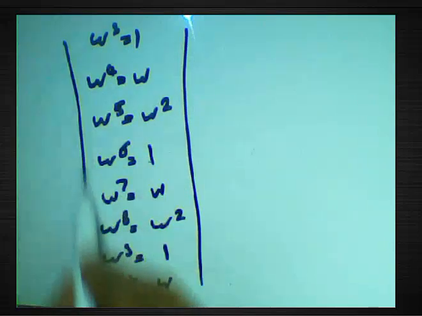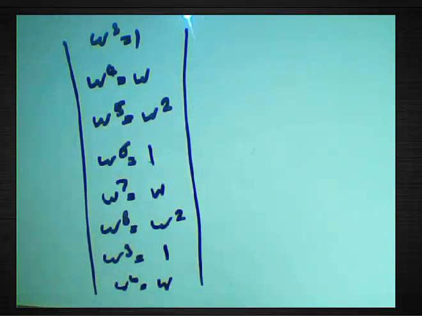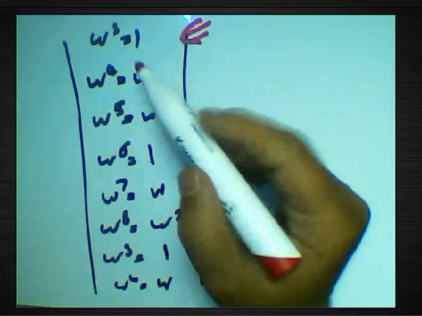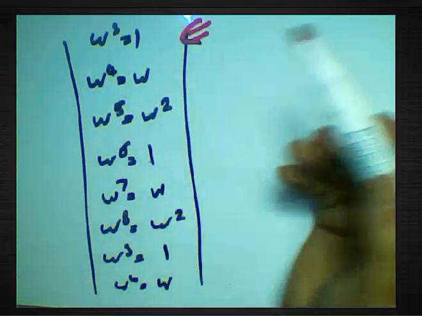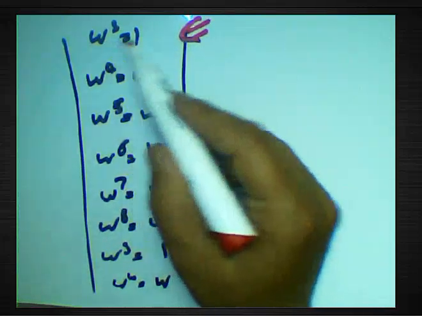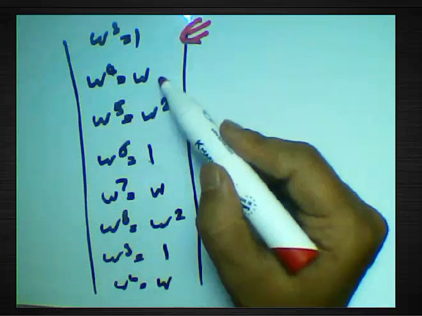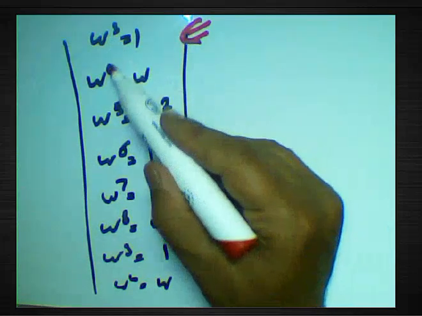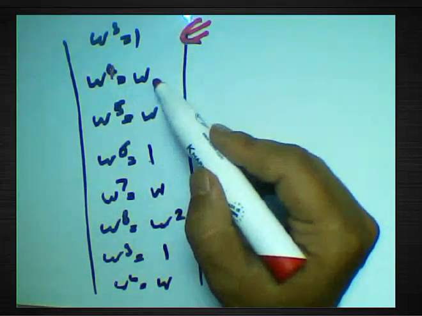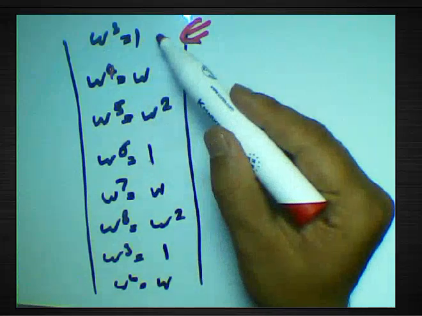Okay. Again, omega cubed equals 1, because omega cubed means omega times omega times omega, the cube root of 1, which equals 1. Omega to the power 4 equals 1 times omega, which equals omega.